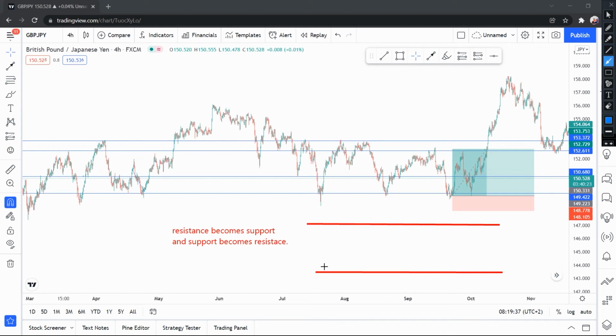Let me do something real quick. So assuming the market was pushing like this, pushing like this, pushing like this, then at some point it actually broke. It broke that level. We are going to see that in the next lesson.